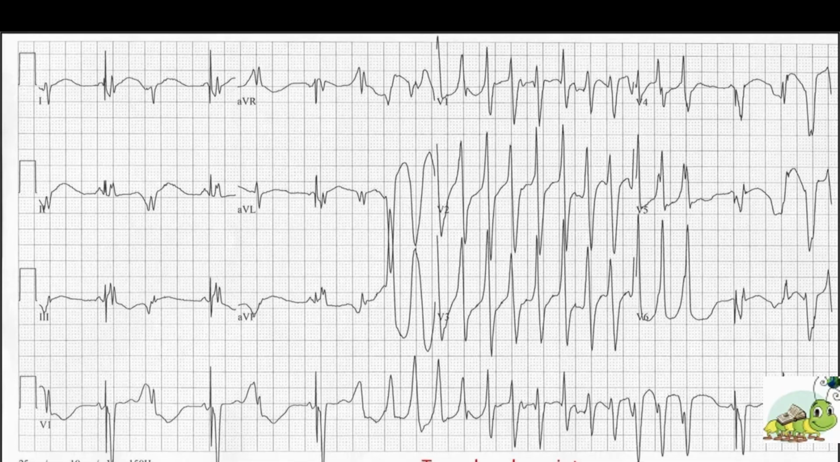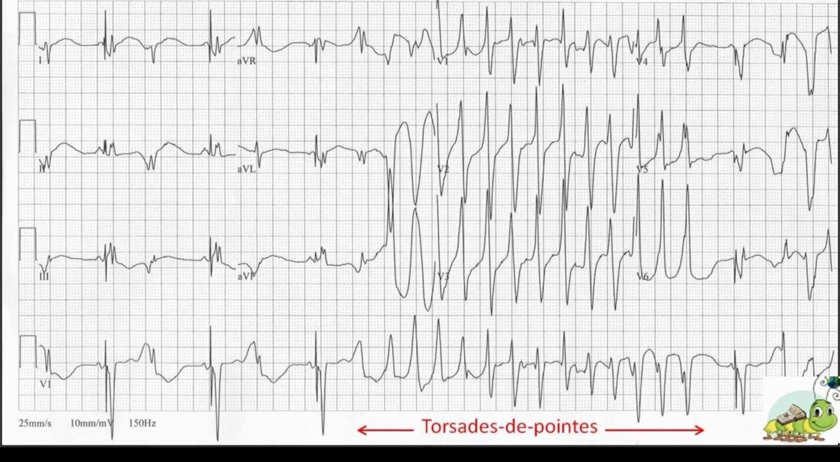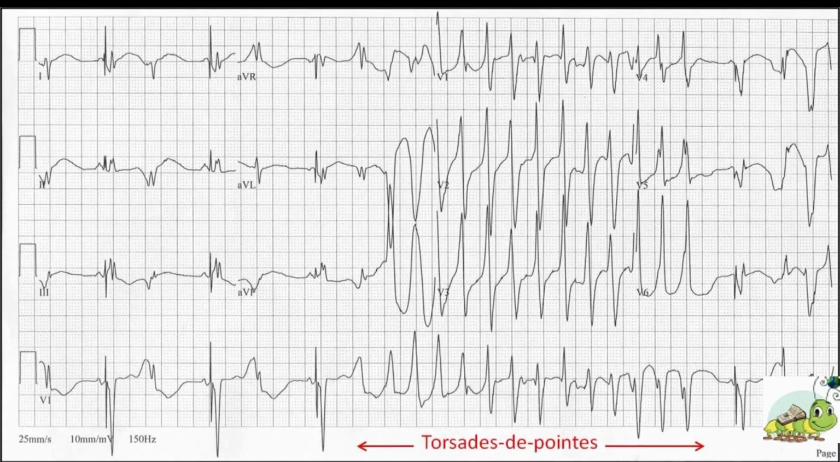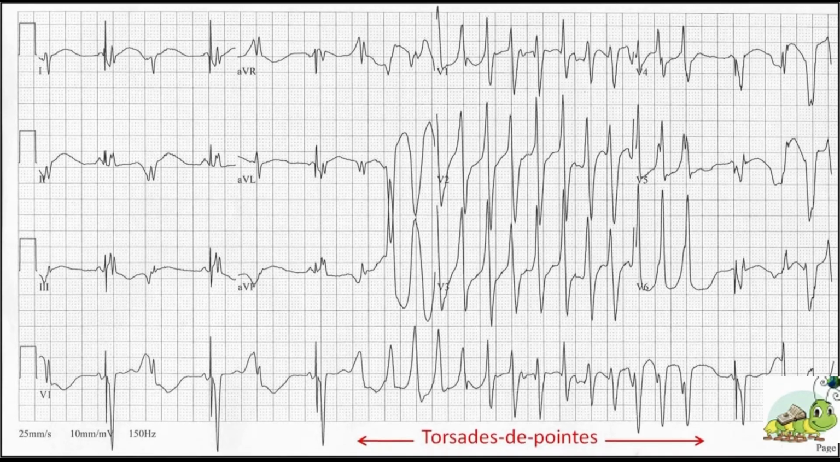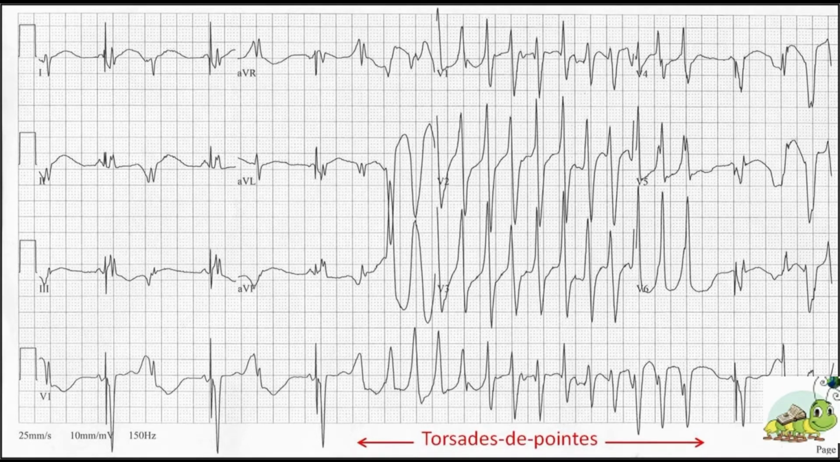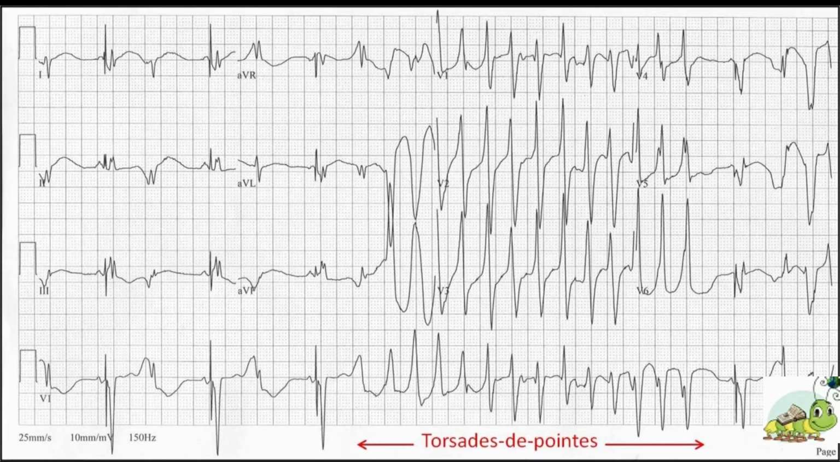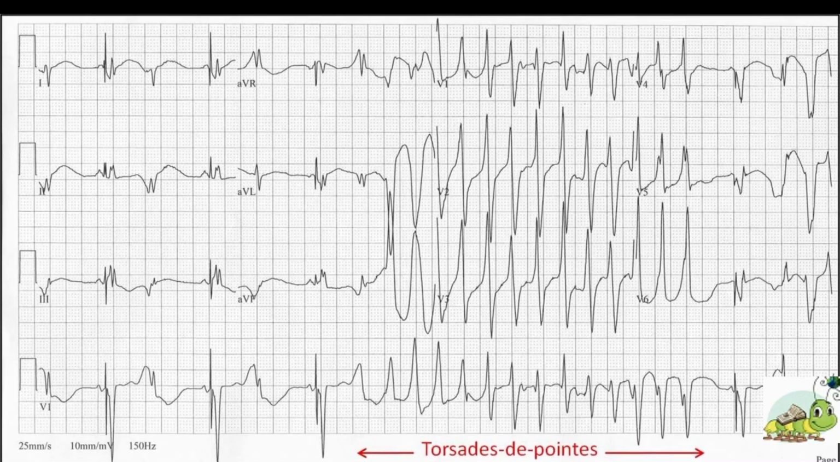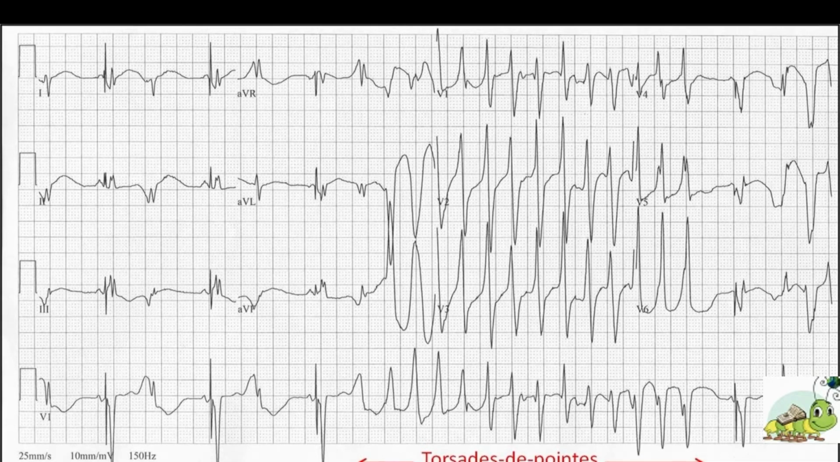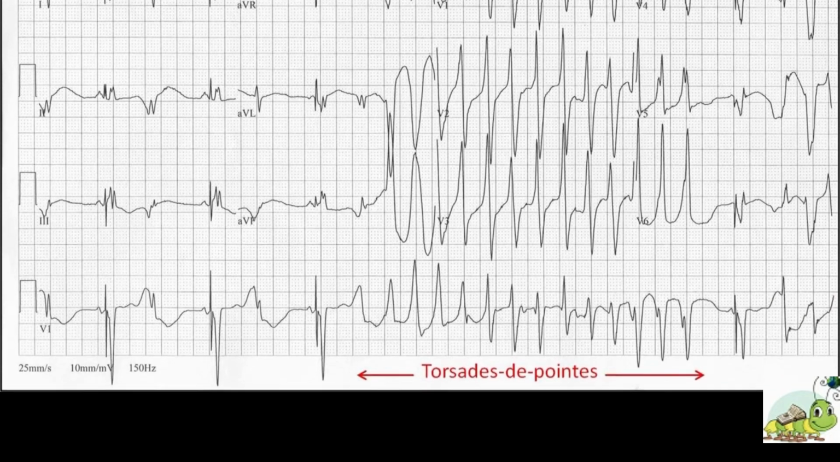Number 6. Torsades de pointes. In French, it's called twisting of points. It is a life-threatening form of polymorphic VT with rapid QRS complexes, which appears as an undulating wave around the baseline in the ECG. Hypokalemia and hypomagnesemia predispose to torsades de pointes, which is generally associated with long QT intervals.